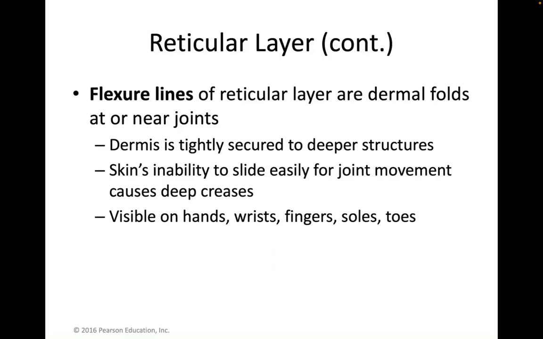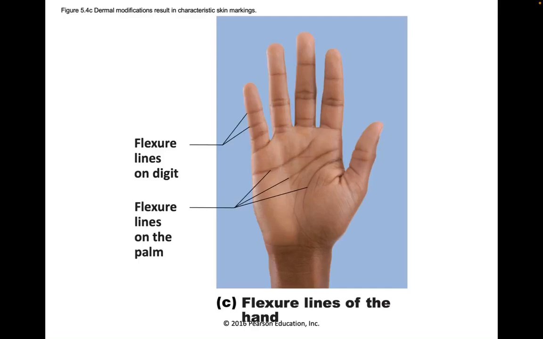So if you look at your hand and you look at where palm readers generally look, like your lifeline and all that, those are what are called flexure lines. And so they can show them really nice here in that picture.